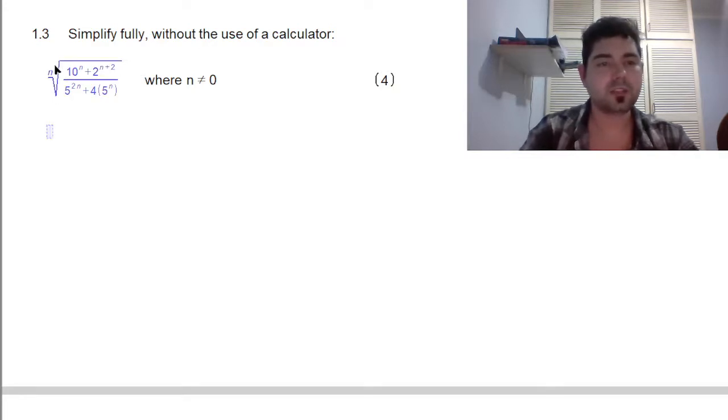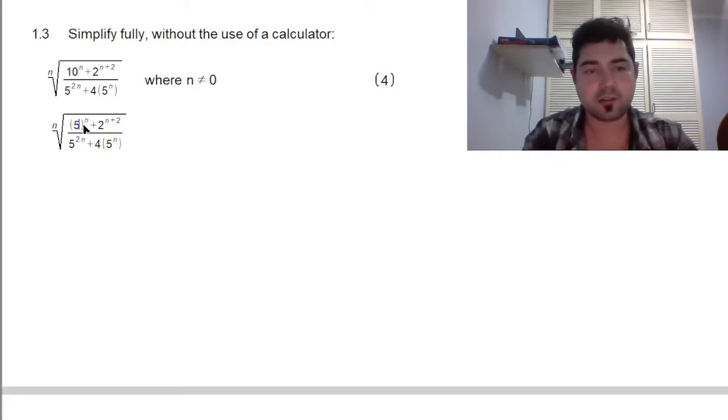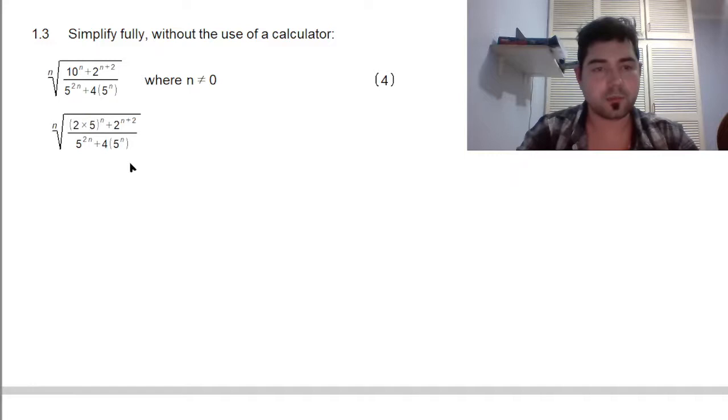So the first thing when you've got a question like this is to rewrite any composite numbers, that's numbers that are made up of more than one prime, as the product of primes, right? So we're going to rewrite all the composite numbers with primes. 10 is 2 times 5, and 4 is 2 squared.